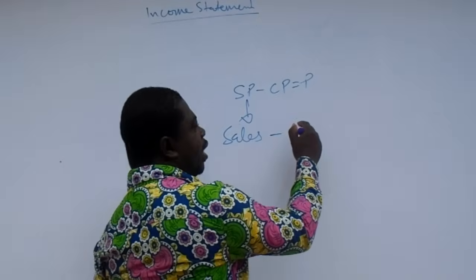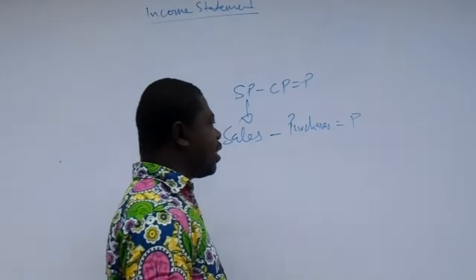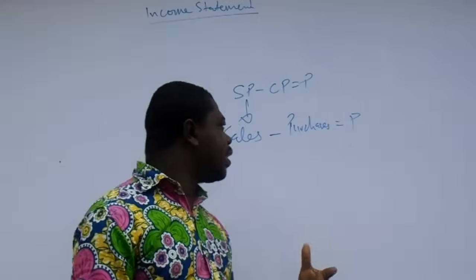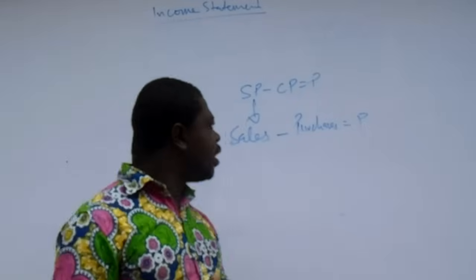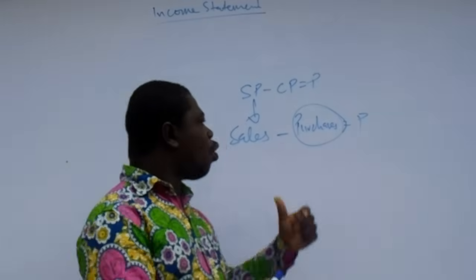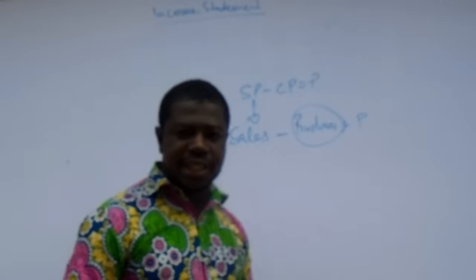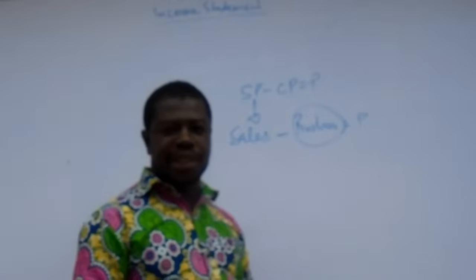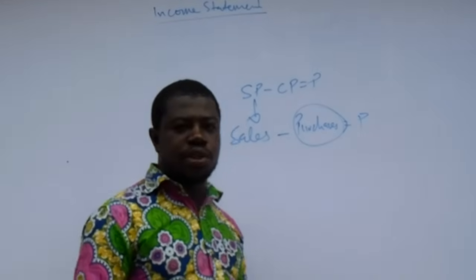Now, cost price is supposed to change to purchases, and profit remains the same. And so when they are in bulk quantities, the equation changes to sales minus purchases. Now take note that purchases alone is not enough to compare to sales, because there are other direct expenses that are related to purchases that also form part of purchases. Okay, and then there can be stock, closing stock and opening stock components.